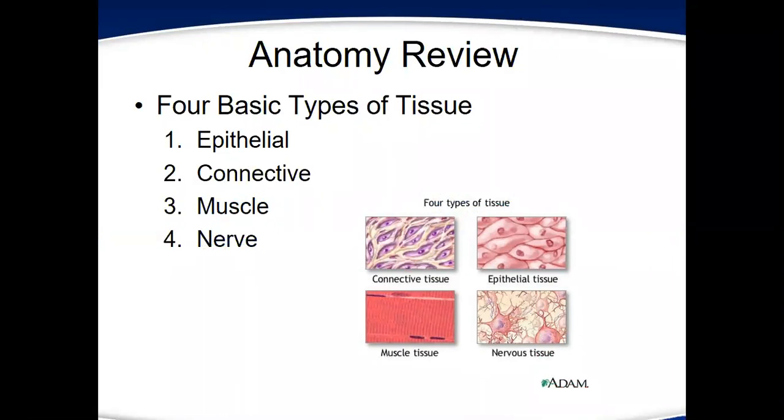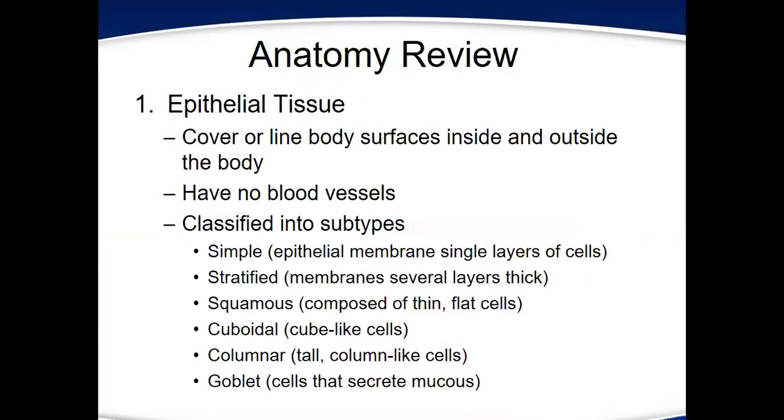The body consists of four basic types of tissues: the epithelial, connective, muscle, and the nerve tissues. The epithelial tissue covers or lines surfaces, both inside and outside of the body. A basement membrane secures the epithelium to underlying connective tissue. Epithelial tissues have no blood vessels. This tissue may be a single layer or several cell layers thick.